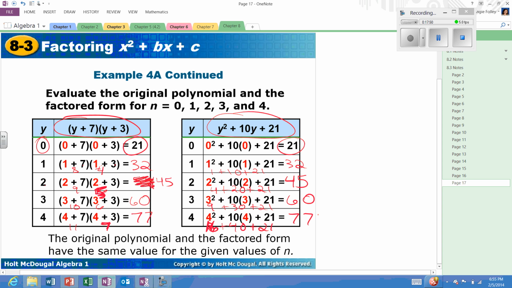So again, this is just showing you that the factored form is equal to the regular polynomial form. And I think as you guys just do more of the factoring with this, it'll come with practice. So don't freak out too much. Okay, that is all.